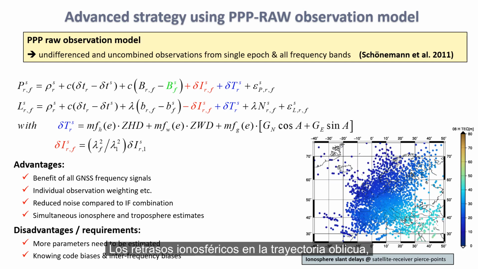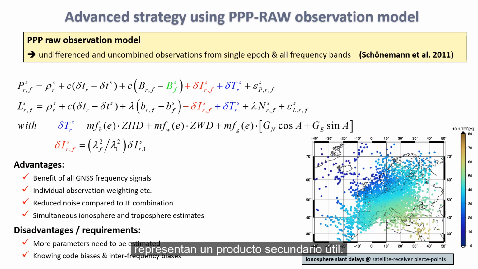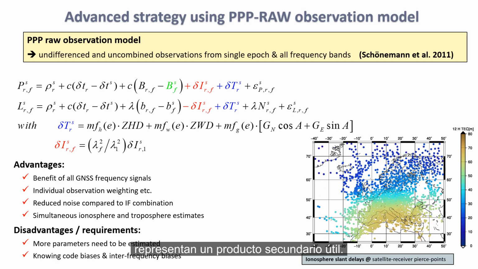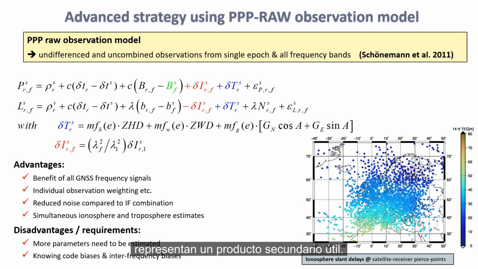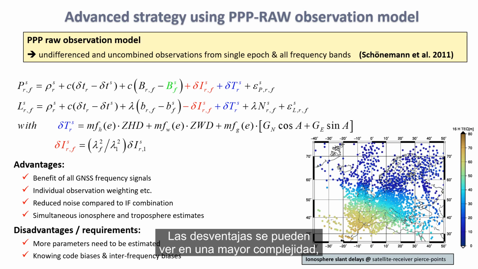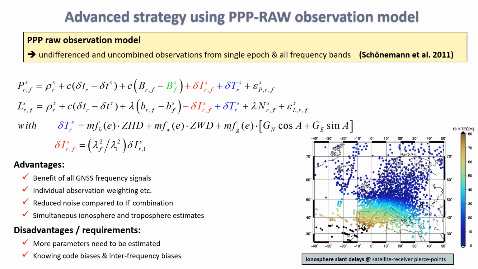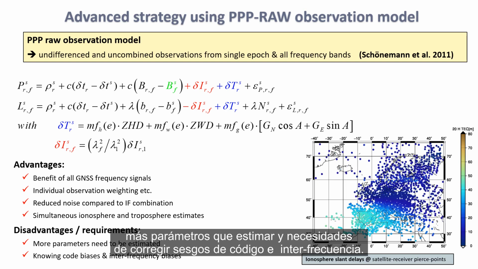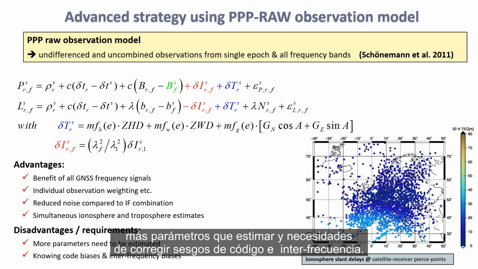Slant ionosphere path delays plotted at ground pierce points in the figure represent a useful side product. Disadvantages can be seen in a higher complexity, more parameters to estimate, and the need for code and interfrequency biases.